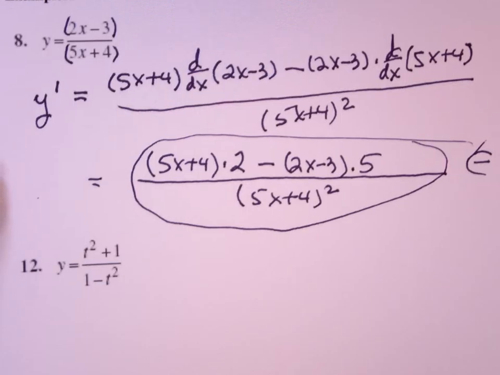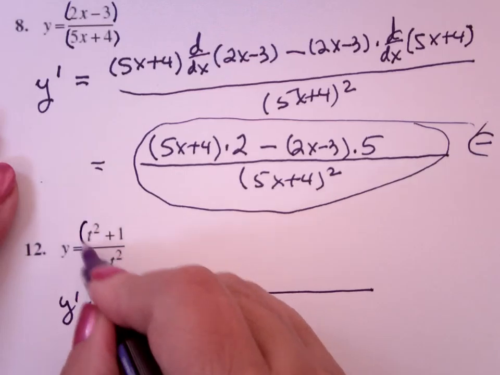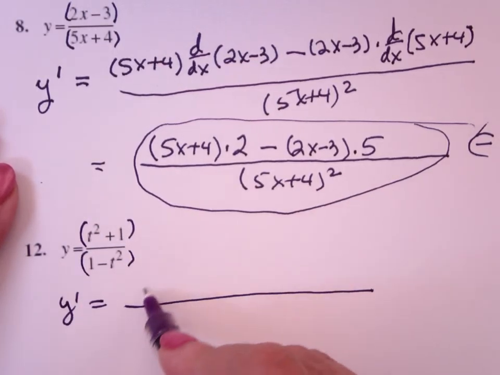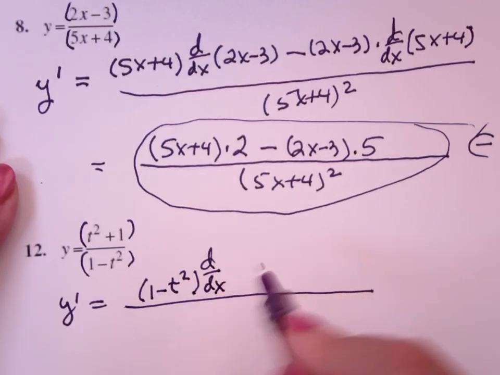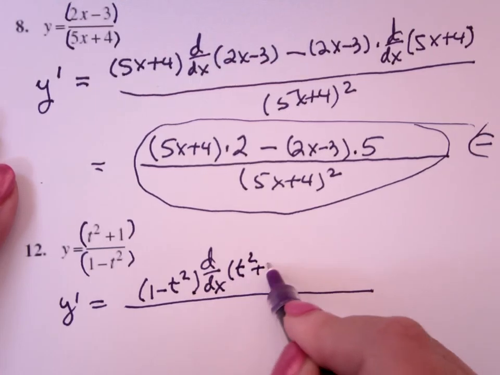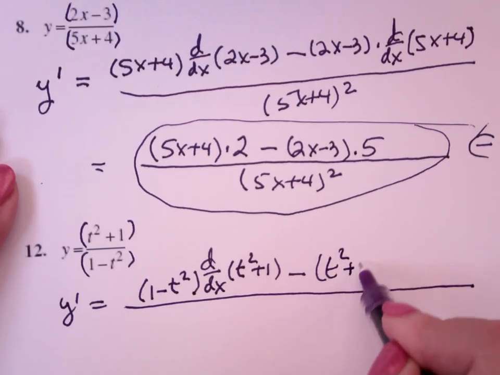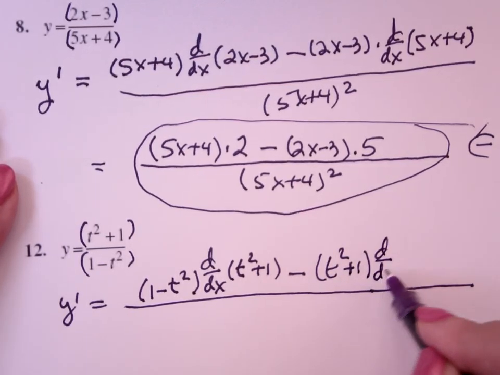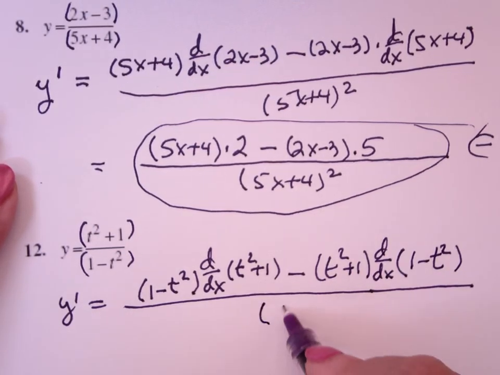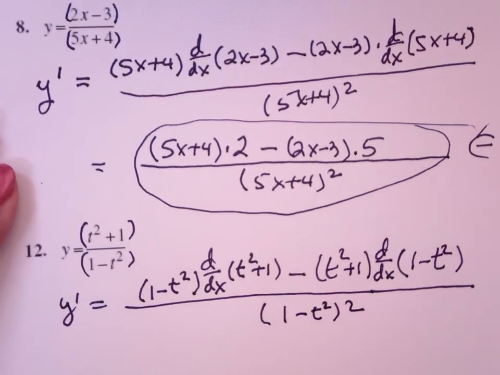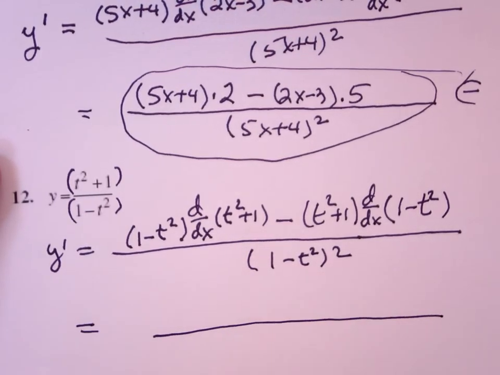There we go. Y prime. Bring the denominator up, and remember, it's more than one term, so it's in parentheses, times the derivative of the numerator, minus the numerator times the derivative of the denominator, all over the denominator squared. So this right now is going to be my answer.